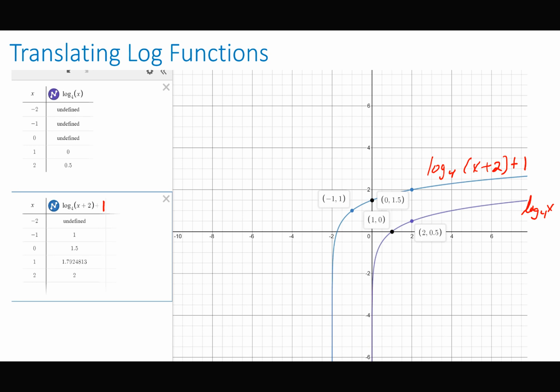Just like all of our translation rules, if we're adding something after our function, it moves it up or down. If it's within the function, it moves it left and right. Plus actually moves it to the left. So all of our translation shift properties hold true even with logs.